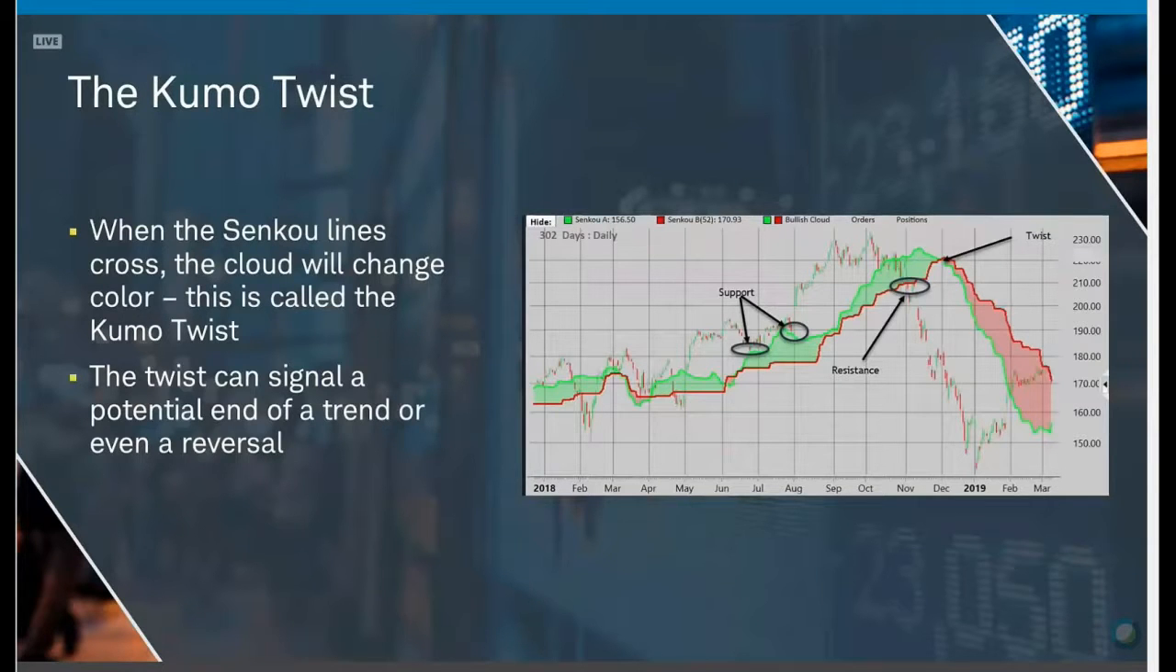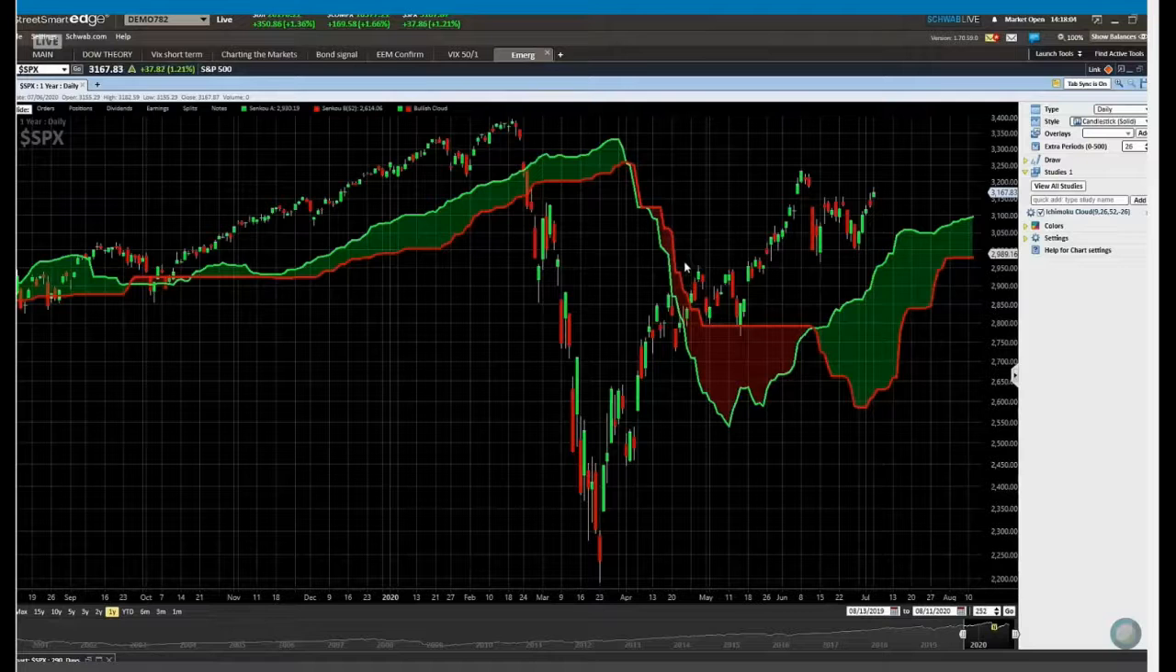Okay, when the Senko lines cross, that means that cloud will change color, right? Sometimes people use that as a trend reversal signal, but it comes, I would say, sometimes a little bit too late, but that's how people use it. Okay, so basically, the cloud turned bearish right in here. So again, it came way too late. So I typically don't use that myself.